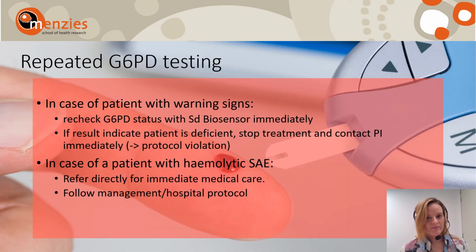In case of a patient with warning signs, recheck the G6PD status with the SD biosensor. If the result indicates that a patient is deficient, stop the treatment, contact us here at Menzies and the site PI, and if the patient is severely unwell or has a hemolytic SAE, refer them directly for immediate medical care and follow management and hospital protocol as well as SAE protocol.